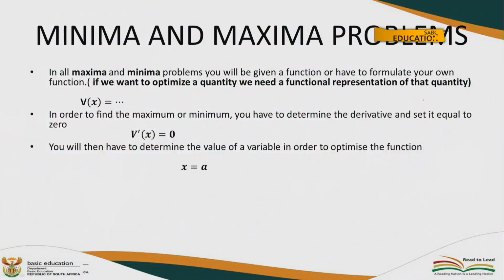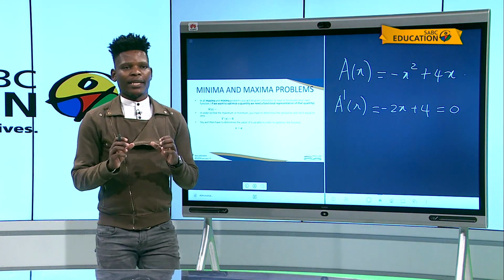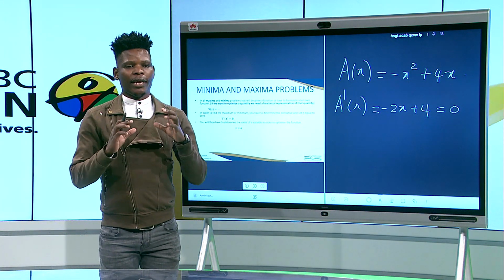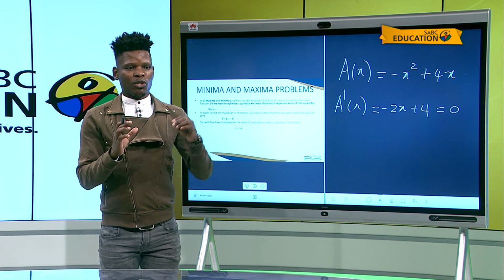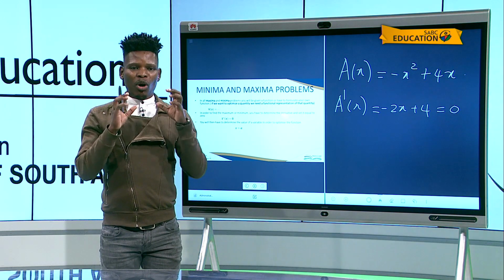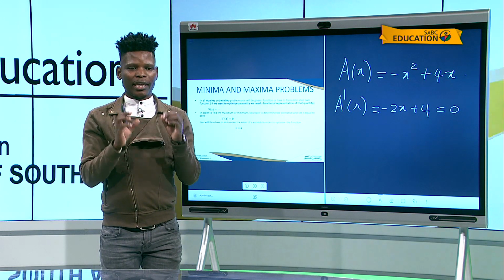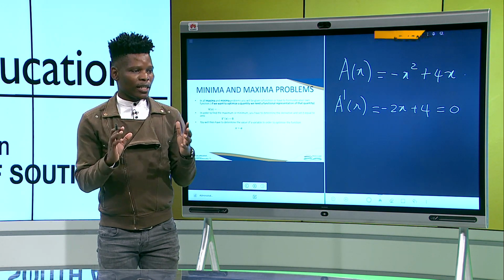Once we have found the derivative and we have equated it to 0, you will then have to determine the value of a variable in order to optimize the function. So what does that mean? It means that you are going to take your function, you derive it, you equate it to 0, and then you are going to solve for the value of the variable that will give you a minimum or maximum quantity of the function that we are dealing with.